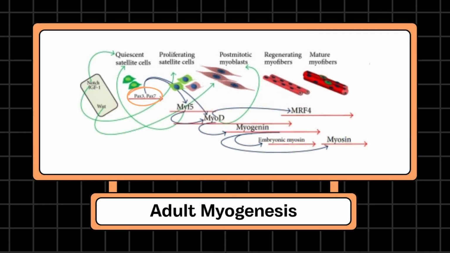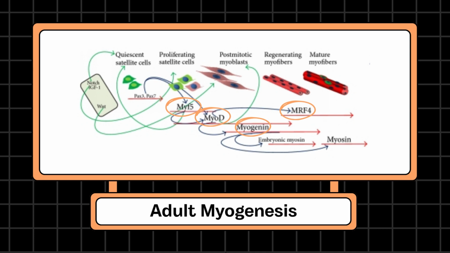So during this process, transcription factors act as the cellular conductors, playing a pivotal role in muscle development and regeneration. Among these, PAX3 and PAX7 establish the foundation for the subsequent action of myogenic regulatory factors, or MRFs. The MRFs, including MyoD, MyF5, myogenin, and MRF4, serve as the master regulators, orchestrating the entire gene expression program.